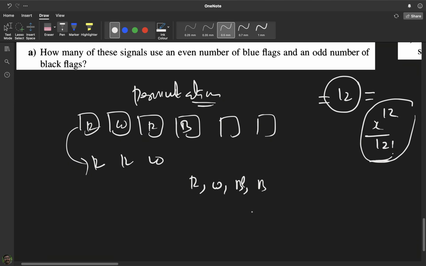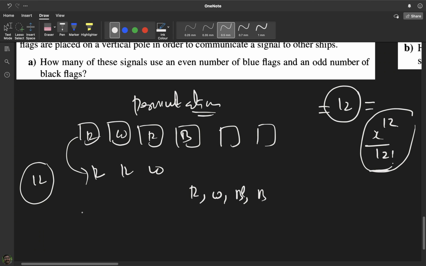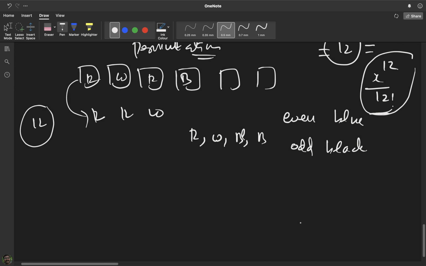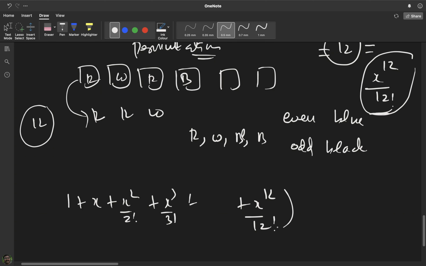Since there are 12 objects, you need an even number of blue flags and an odd number of black flags. Red can be anything. There can be 0 red flags, or 1 red flag, plus x square by 2 factorial, plus x cube by 3 factorial, etc., plus x raised to 12 by 12 factorial. There can actually be 12 red flags if you want.